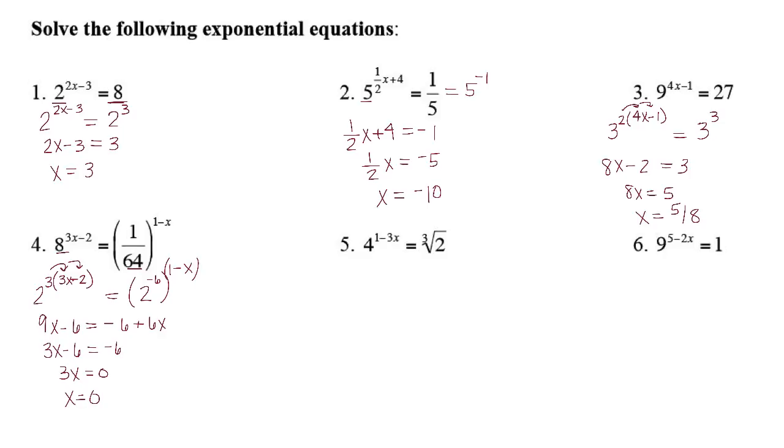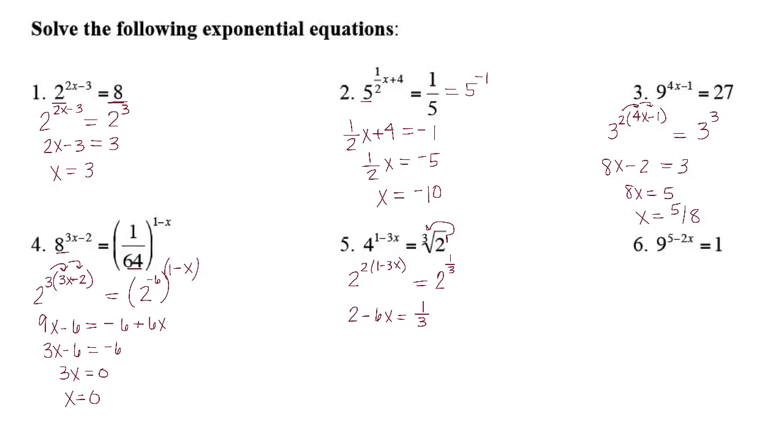Alright, so on number 5, we're going to change 4. That's going to be 2 to the second. And that is still times our 1 minus 3x that's there. Equals, now we have to remember to change this. There's an understood 1 there. And so 2 is going to be to the 1 over 3, or 1/3. And now we have our like bases, so we're going to have 2 minus 6x equals 1/3.